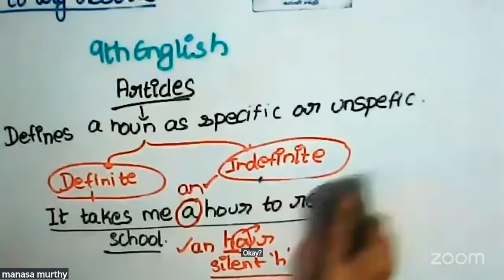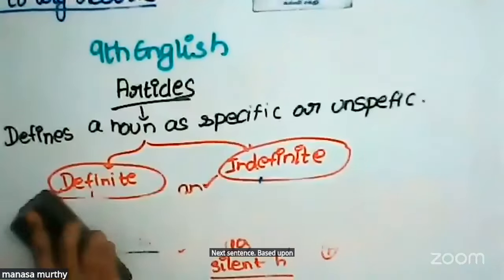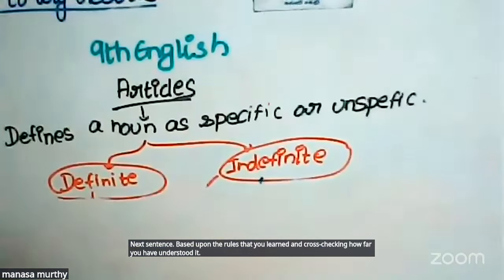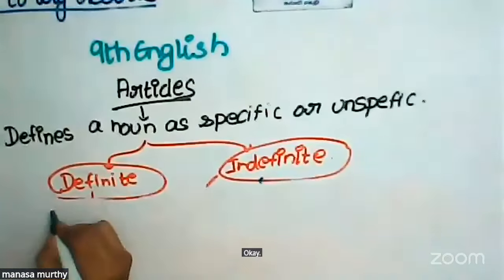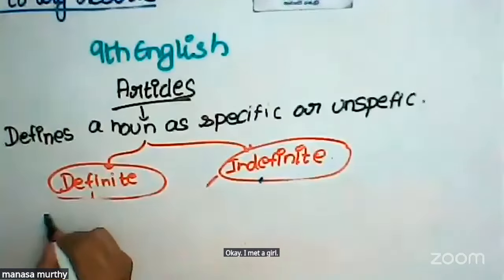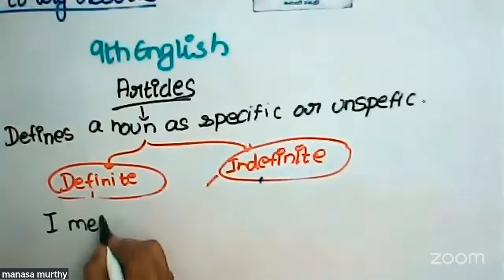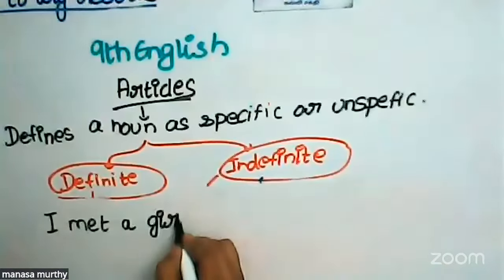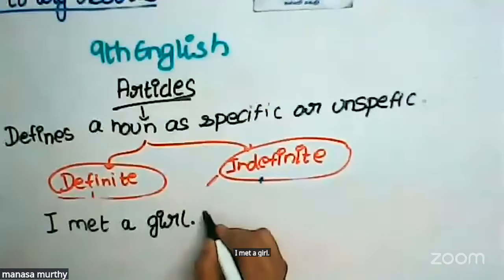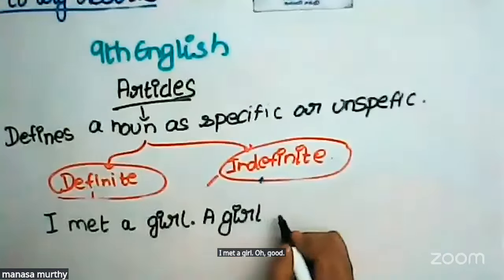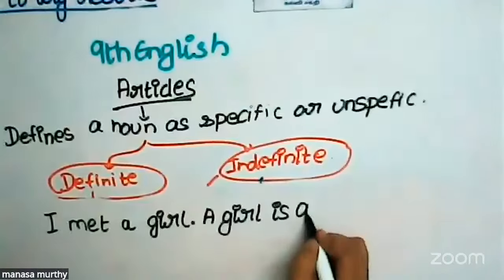Next sentence. Based upon the rules that you learned, I am cross-checking how far you have understood it. Okay? I met a girl. A girl. It's a doctor.